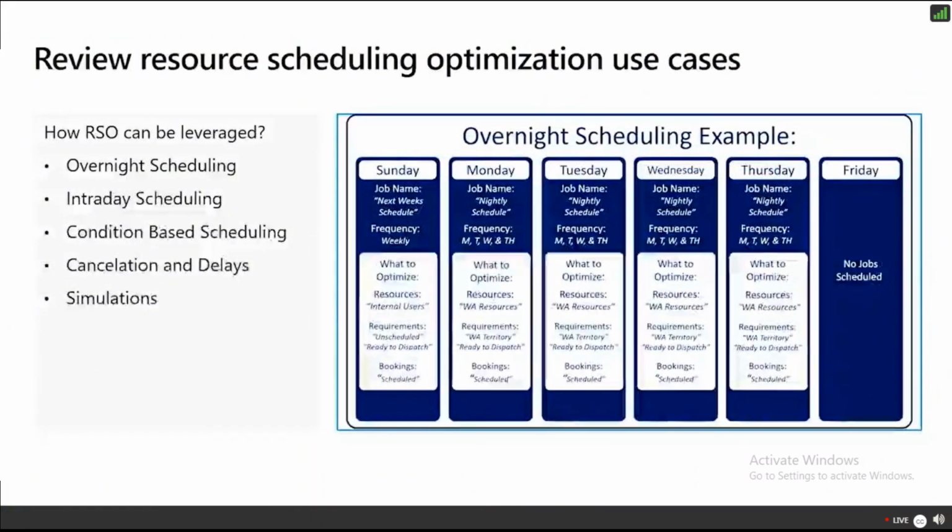So now that we've seen how items can be scheduled both manually and with the scheduling assistant, why don't we go ahead and take a look at how resource scheduling optimization can be used to automate and optimize your scheduling process. And so Resource Scheduling Optimization, or RSO, is an add-on capability for Dynamics 365 for Field Service. And it allows your organization to automatically schedule work orders for the best resource.